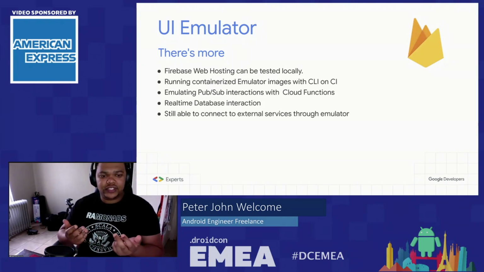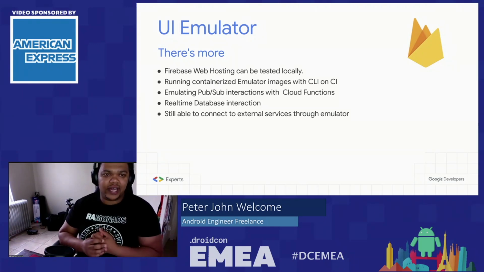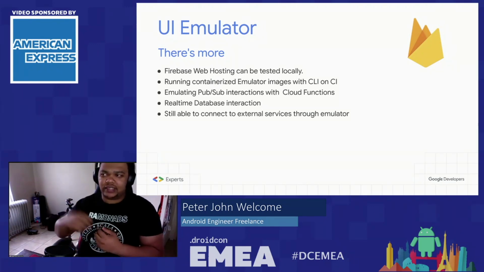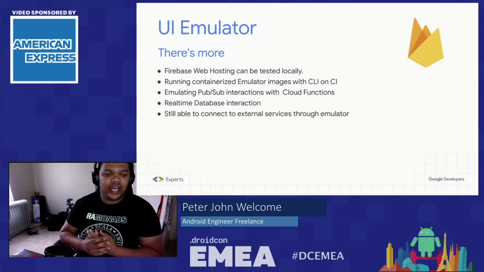And you can still actually connect to external services through your UI emulator. So if you have Cloud Functions that might be connecting to some kind of machine learning API that's out there, and you want to get some data from there and then bring it back and show that on the screen, or even just put that into a database or something like that, you can still access that. And I showed that also through the Firebase authentication.